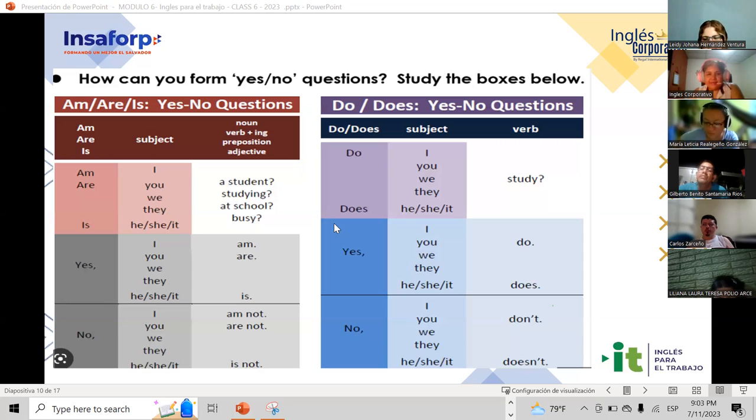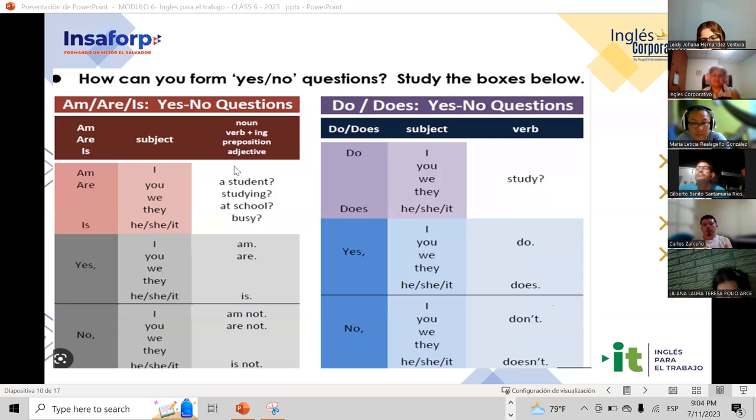Who can tell me the differences? When we are going to use the verb to be and when we are going to use the verb to do? For example, I will give you an example. If I am speaking about feelings, or about the place where I am or someone is, of course we're going to use the verb be, right? Are you happy? Okay.